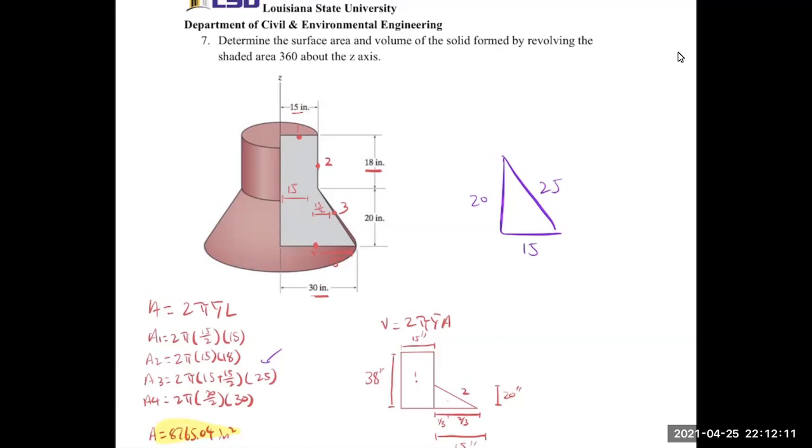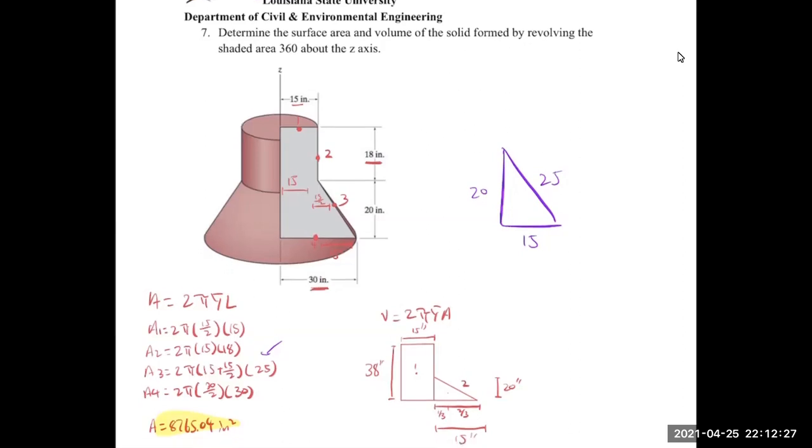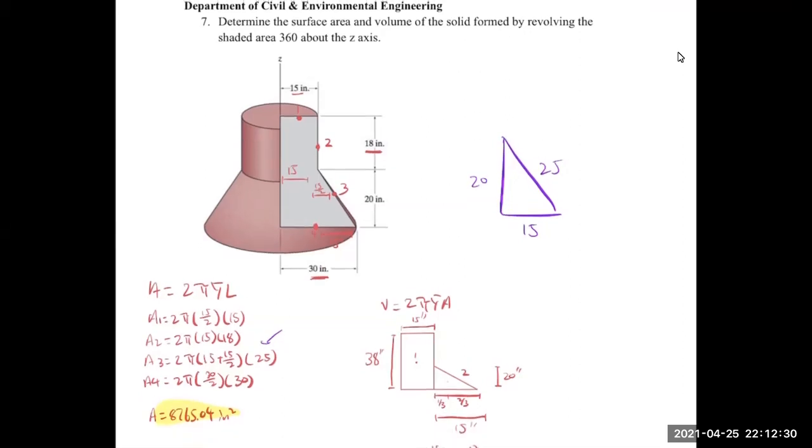And then for the A4, which is the bottom one right here, it'll be 2 pi multiplied by the centroid, which will be 30 divided by 2, and then multiply by the length, which would be 30. And then just sum all A1 to A4, and I get my A, the area, equal to 8765.04 inches squared. So that's what I found for area.